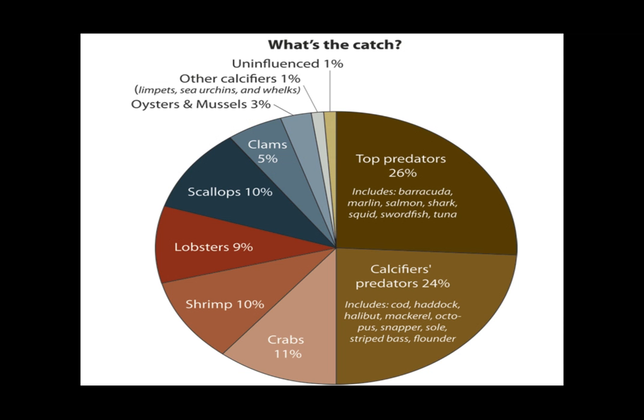First sale revenues from United States commercial fisheries totaled about $4 billion. Four groups of animals contributed almost equally to that total. Two groups are calcifiers, which means that they make shells, spines, or exoskeletons out of calcium carbonate: crustaceans, lobsters, crabs, and shrimps, and mollusks, clams, oysters, mussels, scallops, and other non-crustacean calcifiers. The other two groups are animals that prey on calcifiers, like flounder and octopus, and top predators that eat the calcifier's predators, such as salmon and tuna.